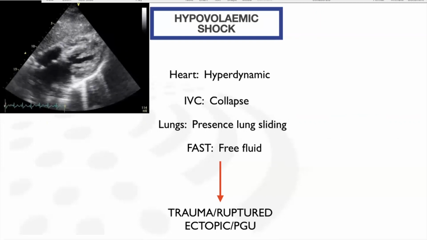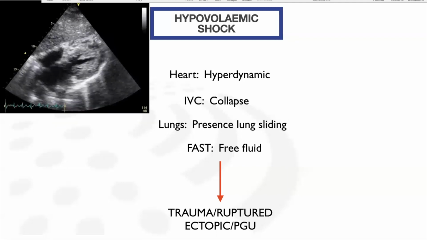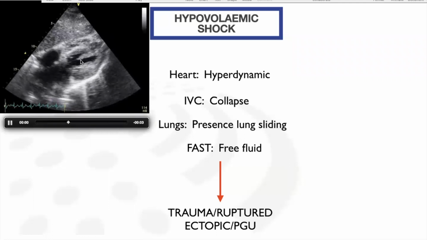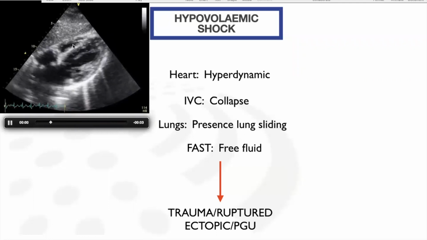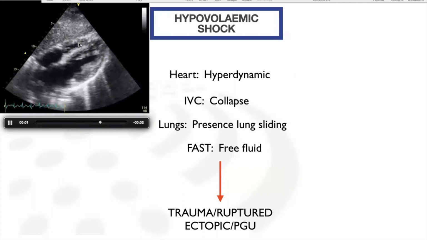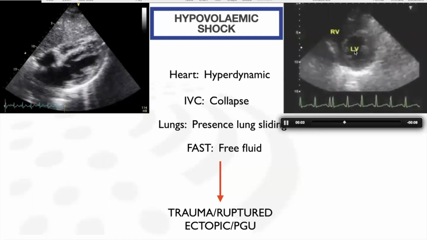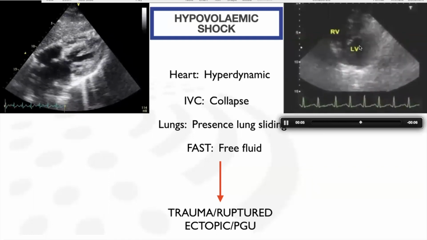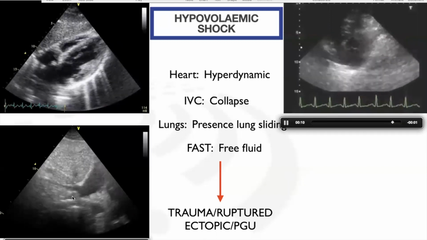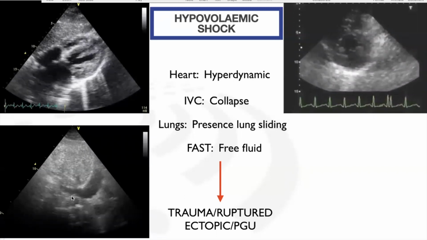In hypovolemic shock, you may have a very hyperdynamic heart. You can see the heart is actually contracting very fast and hyperkinetic. The LV walls are kissing each other, right? And again, this is the short axis parasternal view. So you can see the very hyperkinetic heart. Kissing IVC, suggestive of low volume.